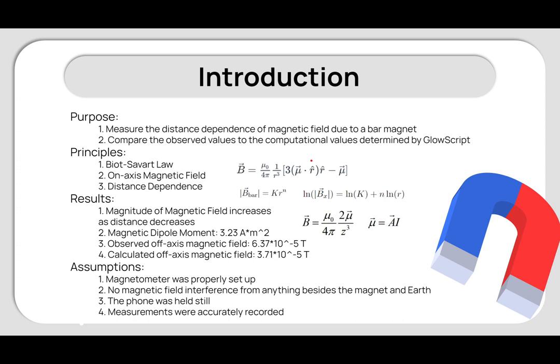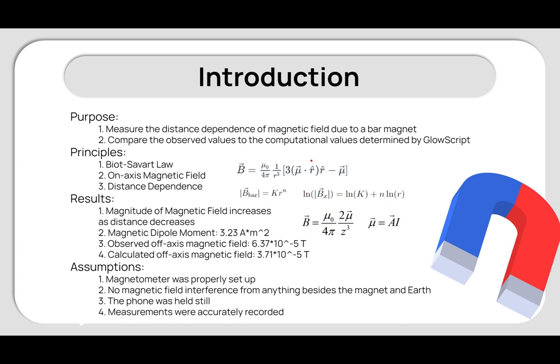There were three main principles used in the experiment. The Biot-Savart law, which states the magnetic field produced by an object at an observed point, as you can see by the top equation; the on-axis magnetic field equation, which is at the bottom; and the distance dependence equations, which are in the middle.